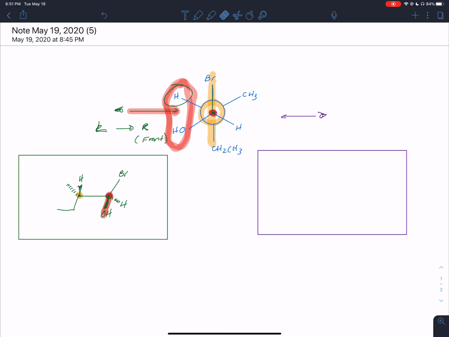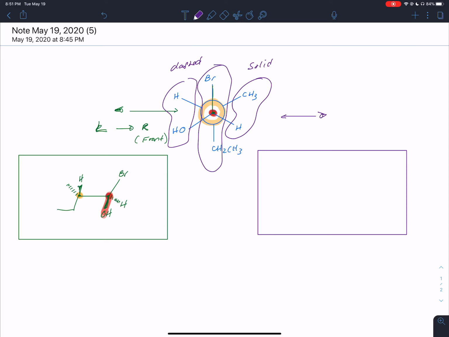Okay, so now what we're going to do is go from the purple view and see how this changes a little bit. Okay, so from the purple vantage point here, we would now see these coming towards us, these going away from our view. So these will be solid wedge, these will be dash wedge groups, and these will be in the plane. The ones in the middle are in plane. Okay, we're going to start by making a line first.